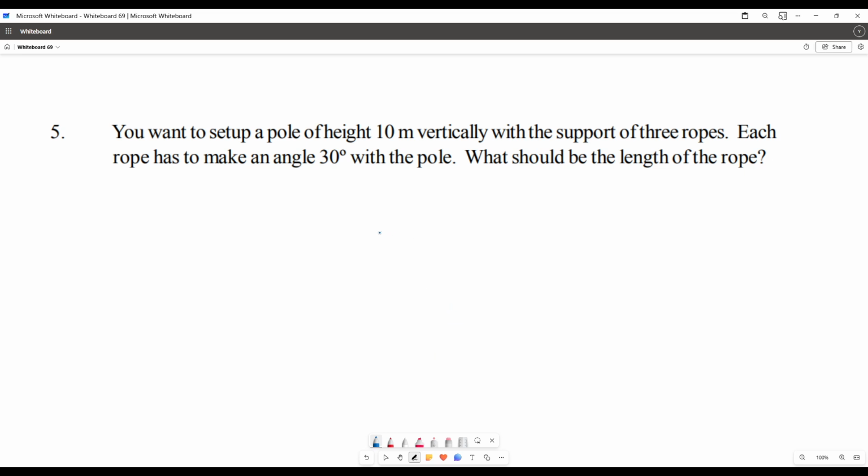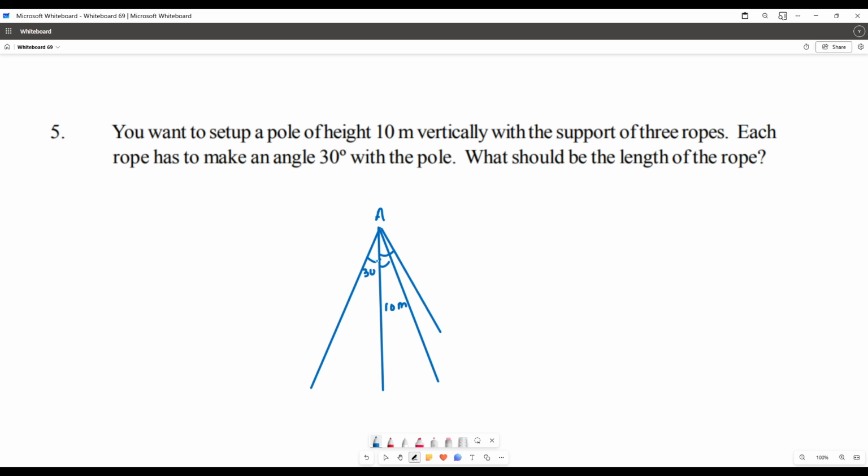So let's consider there is a pole. Let this be the pole of 10 meters length. And he's saying that there are 3 ropes that are supporting this pole. This is the first rope, this is the second rope, and this is the third rope, which are supporting this pole. And it's telling that all of these ropes are making a 30-degree angle with the pole, not the ground. So this is 30, this is 30, and this is also 30.